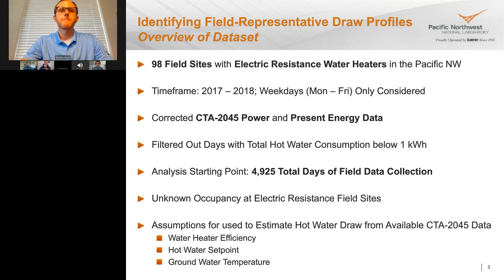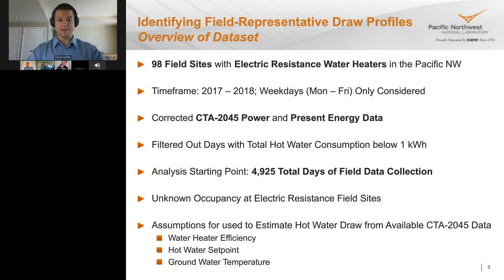Thank you. There were a total of 98 field sites. We had electric resistance water heaters in the study, and they were all located in the Pacific Northwest. Data collection was for 1 year at 1 minute intervals using the CTA 2045 modules. This data included power consumption and present energy. Present energy, if you don't know, is a CTA 2045 value that captures the amount of energy a device can receive. For water heaters, this is basically an indicator of how much energy is needed to heat the stored water to the tank's set point.